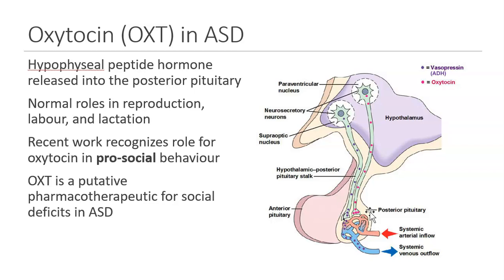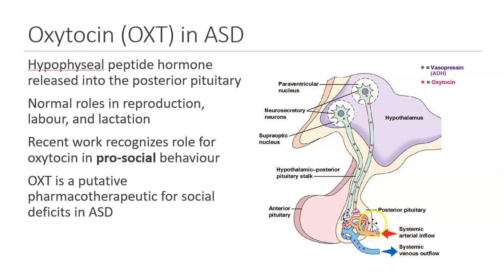However, recent work recognized a role for oxytocin itself in pro-social behaviors. So oxytocin is also released in this posterior pituitary. So in this diagram, oxytocin is the pink dots. So it's sent from the posterior pituitary gland to the hypothalamus, particularly the paraventricular nucleus within the hypothalamus, and it's involved in those prosocial behaviors. So oxytocin is a putative pharmacotherapeutic for social affects in ASD.